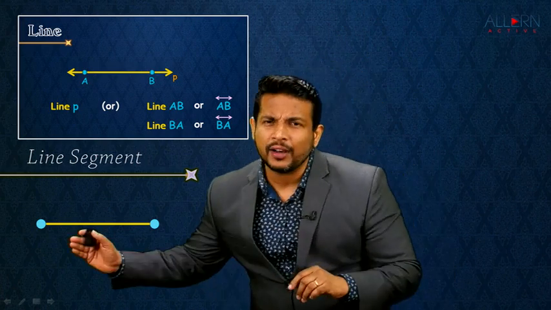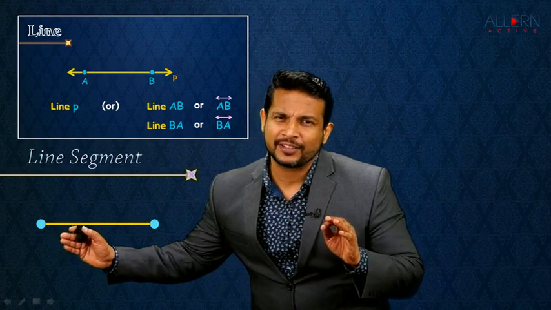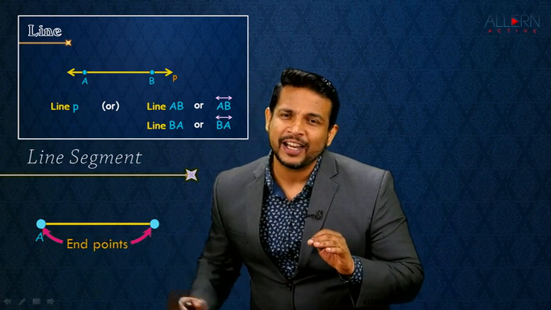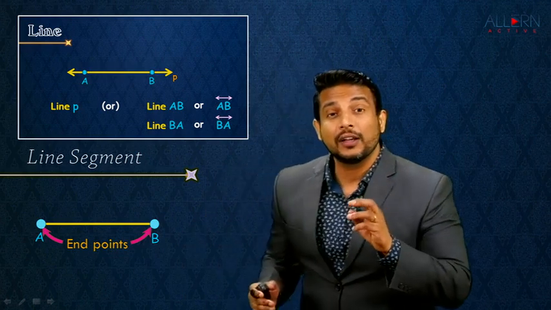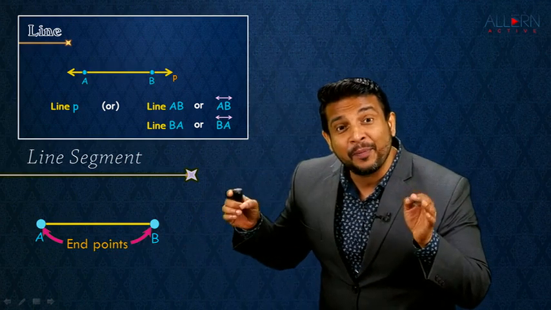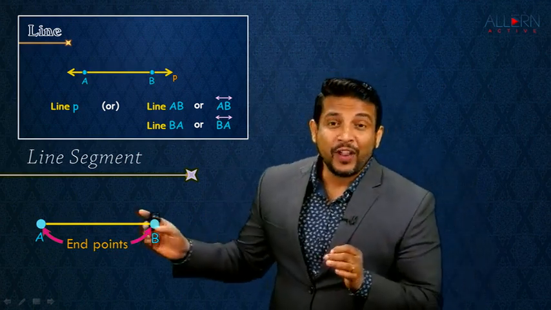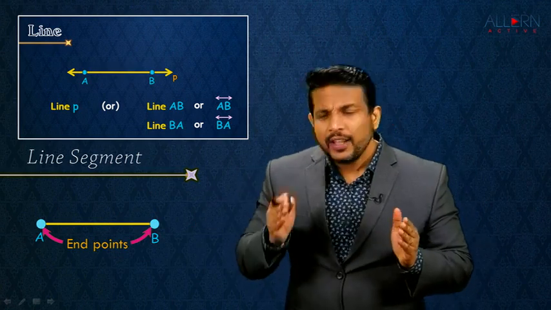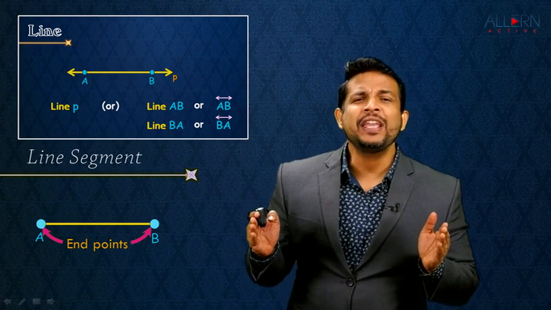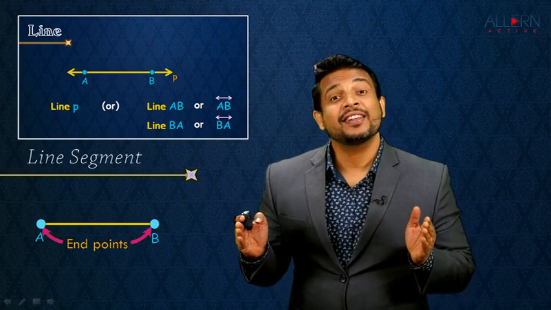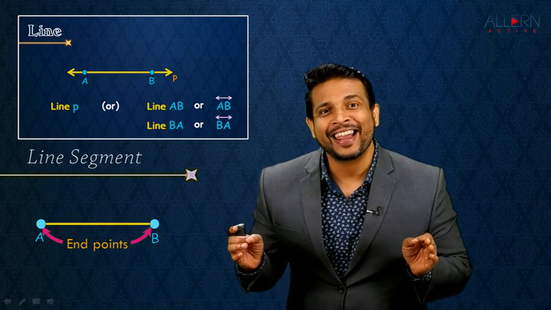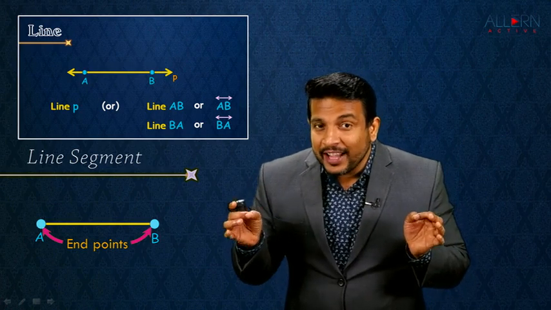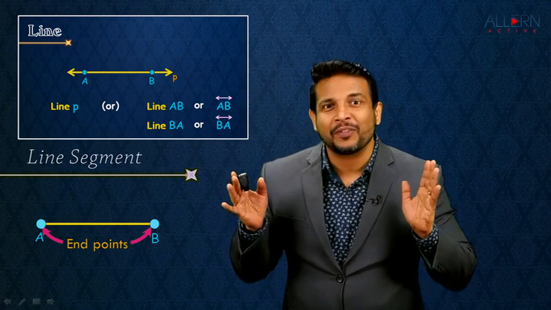You see here the end points. Let's say if this is A and this is B, those points are called the end points of that segment. So when we talk about a segment, it is finite. It starts from A, it moves up to B. That's it. So that means the line segment is always finite, and the two points are called the end points of that segment.